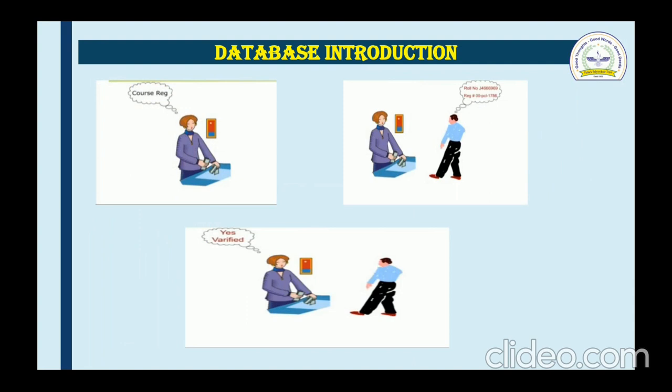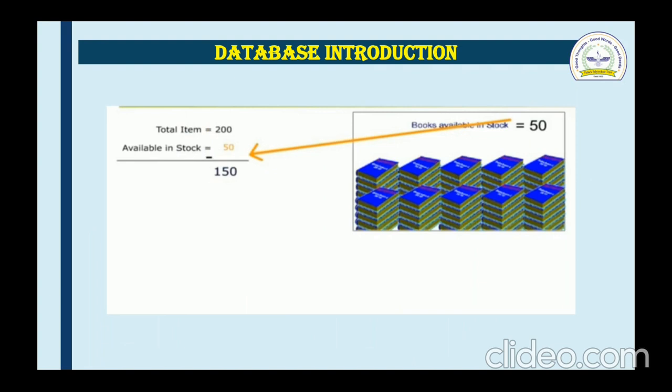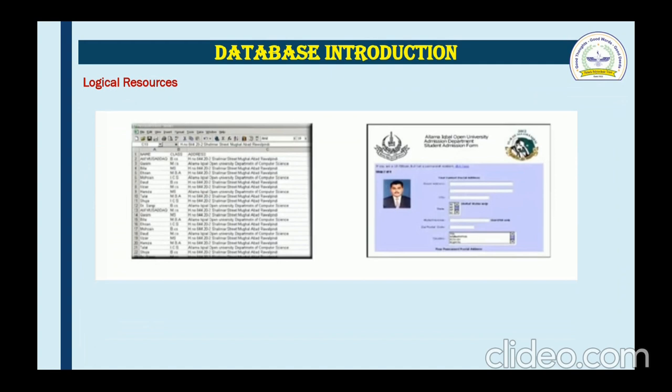For example, if it is required to check the course registration of a particular student, it is unusual to call the student for verification. Similarly, if it is required to check the balance of a particular item in the stock and then subtract from the total figure. Therefore, when dealing with a huge amount of physical resources, we must rely on logical resources such as data. So it becomes easy for us to check records of student registration and similarly to check items in the stock.